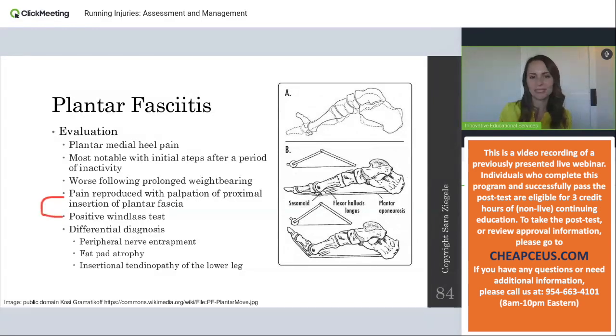The pain is often reproduced with palpation or with the windlass test where they're pulling the toes. That's what's depicted here, that windlass maneuver where you're pulling the toes back, putting the passive tension on the plantar fascia. Those can be good things to identify that there's some causative nature there, with the differential diagnosis listed on the bottom. And I think in runners, we do have to think about some of these other ones quite often.